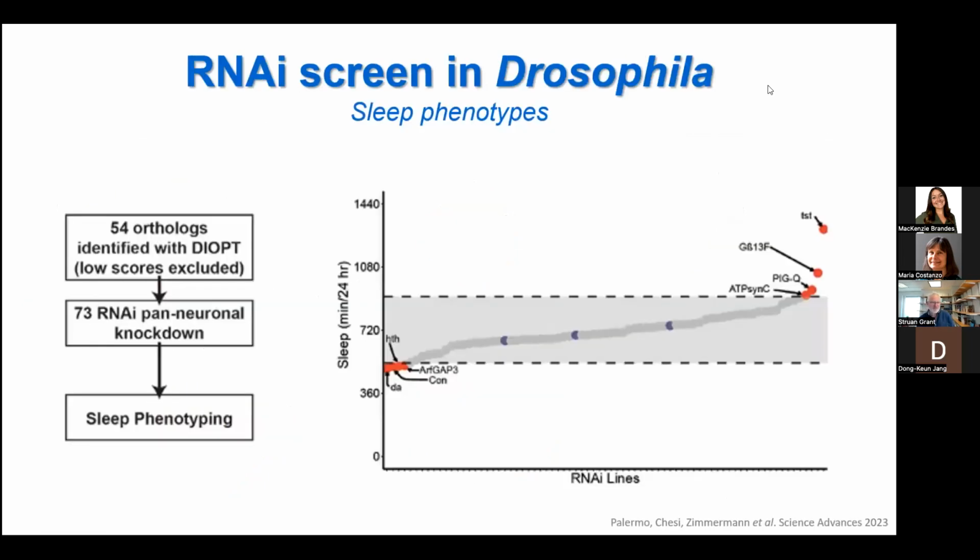This is what we saw. So we had 54 genes that had orthologs in fly. Some of those flies had multiple RNAi pan-neural options. So we had a total of 73 RNAis. And then this is what we saw. So, or what Alex saw. So you can see these gene names in red. So at the right-hand side, we've got a number of genes, and these are long sleepers.